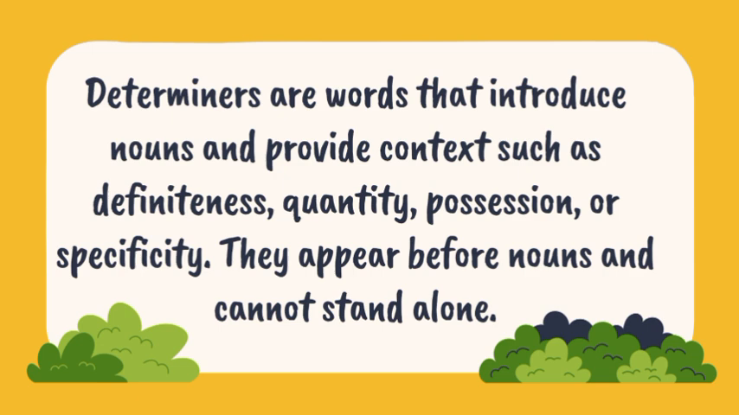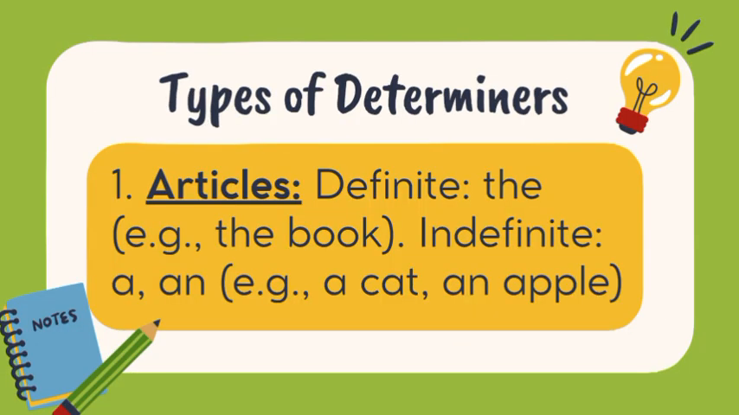Determiners are words that introduce nouns and provide context, such as definiteness, quantity, possession, or specificity. They appear before nouns and cannot stand alone. So that is what determiners are. So we have different types of determiners. The first one we are looking at is articles.